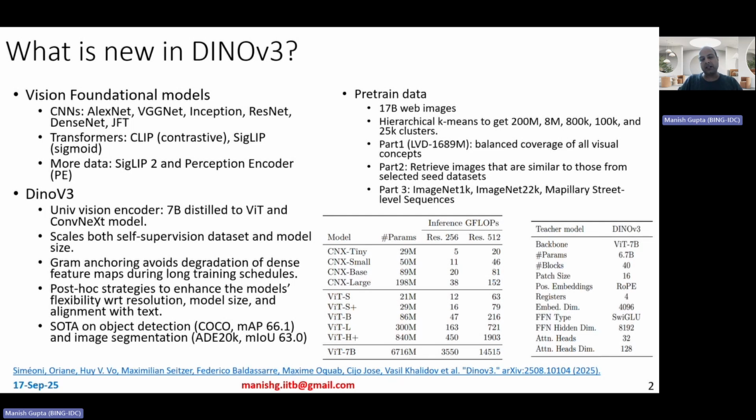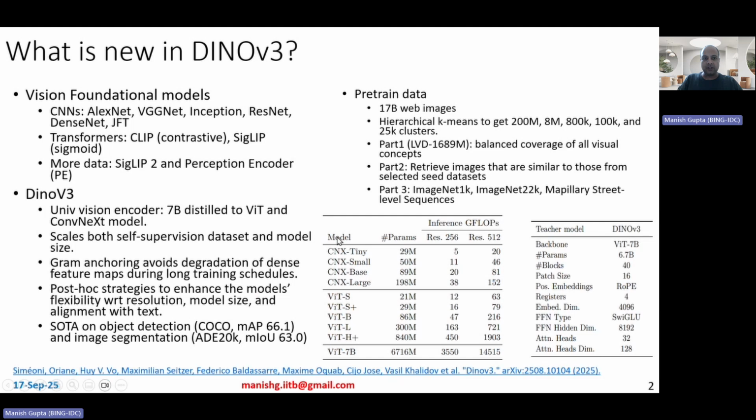They've also designed a few post-hoc techniques to enhance the model's quality, including improving the resolution of images with which it can deal, coming up with distilled models of various sizes, and also alignment with text in a CLIP kind of manner. Right. So overall, the largest of these DinoV3 models establishes state-of-the-art on object detection and image segmentation benchmarks. Thus, if you think about it, DinoV3 is a really good vision foundation model, a generic encoder that can be used in various complex computer vision systems.